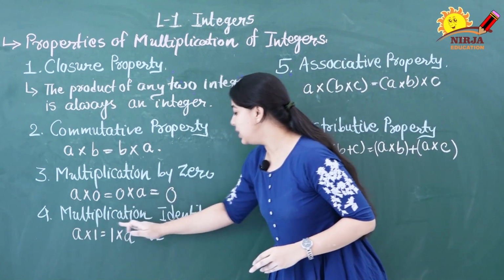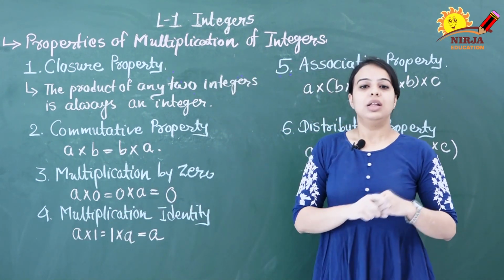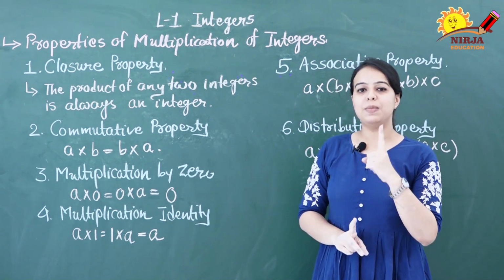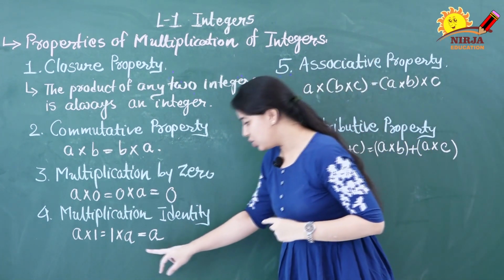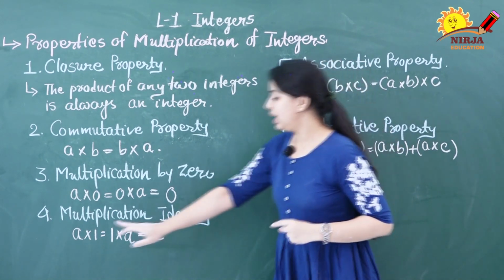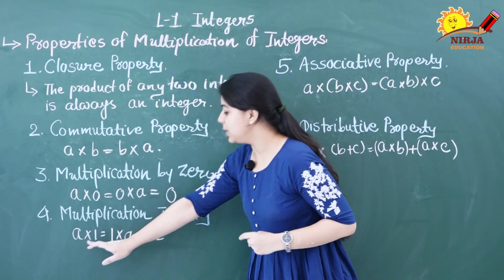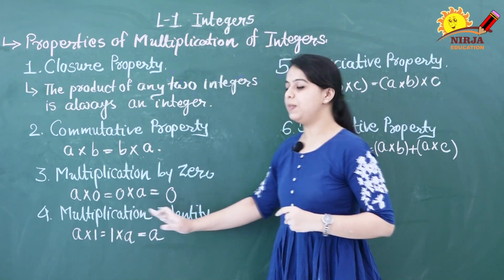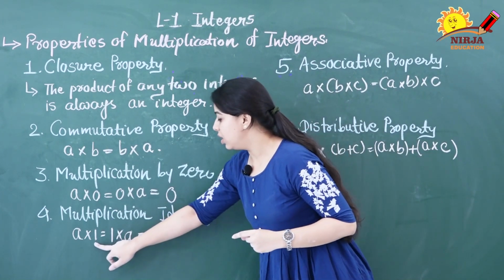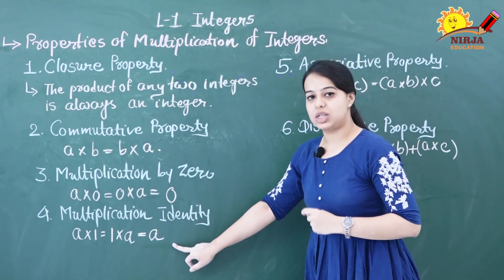Fourth one is multiplication identity. That states that if we multiply any number by 1, then we get the result as that number itself. Suppose a is any integer, then a multiplied by 1 is equal to 1 multiplied by a is equal to a. That means multiplication by 1 results in the number itself.